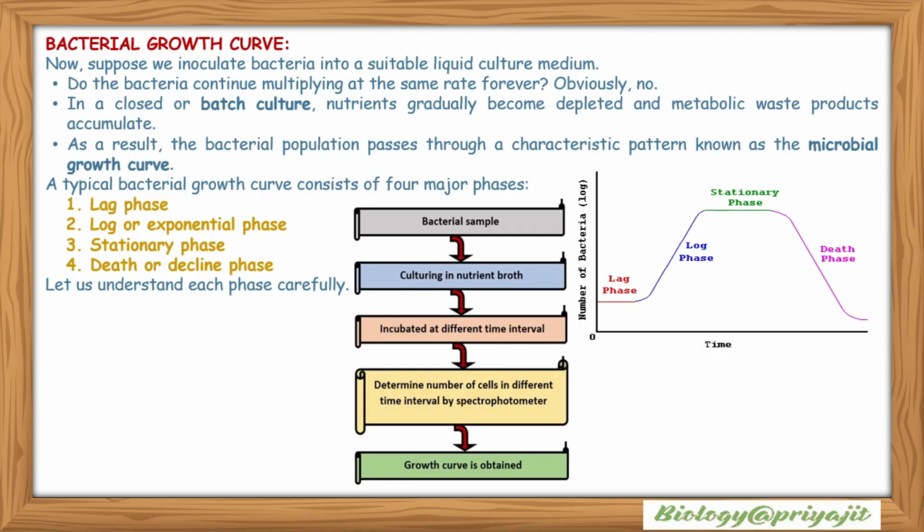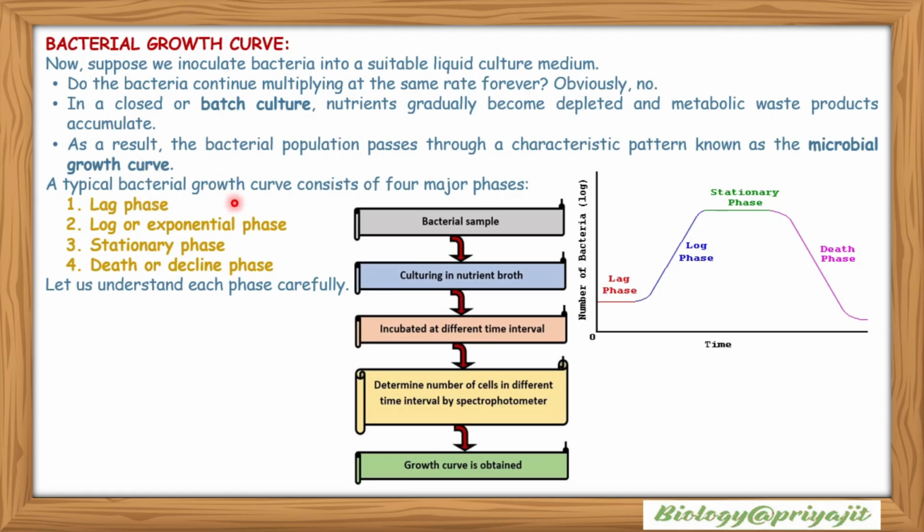Bacterial growth curve. Now suppose we inoculate bacteria into a suitable liquid culture medium. Do the bacteria continue multiplying at the same rate forever? Obviously no. In a closed or batch culture, nutrients gradually become depleted and metabolic waste products accumulate. As a result, the bacterial population passes through a characteristic pattern known as the microbial growth curve.